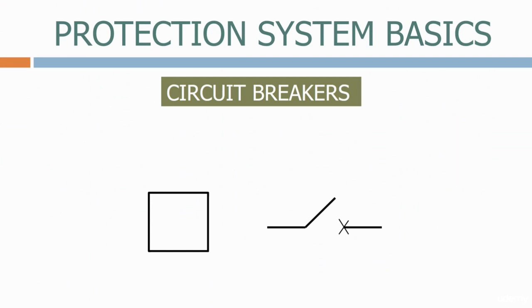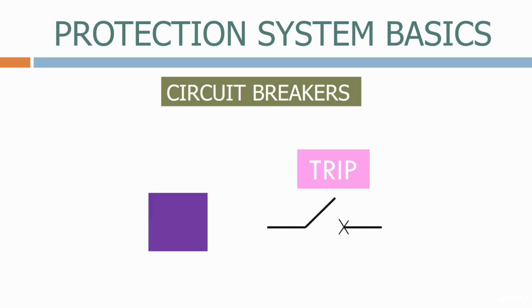Circuit breakers are used widely throughout the system to switch the electricity on and off. These are the two common symbols for circuit breakers that you will find. We will use three conditions for the circuit breaker. The first one is when the breaker is switched off, the second is when the breaker is closed, and the third is when something goes wrong and the circuit breaker is tripped by the protection system.